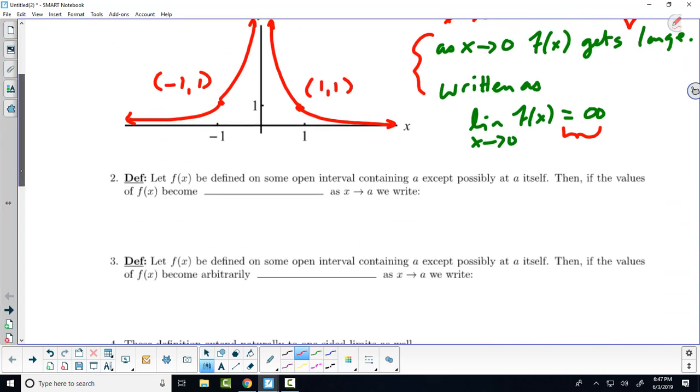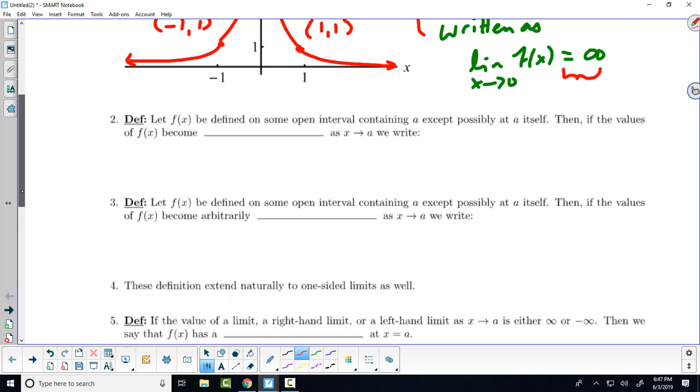So we're just going to summarize that. Let f of x be defined on some open interval containing a except for possibly a itself. Then if the values of f become arbitrarily large as x gets closer and closer to a, we write that expression there: the limit as x approaches a of f of x equals infinity.